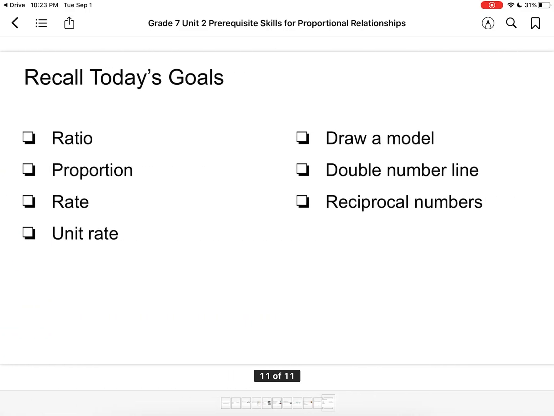So today we reviewed ratios, proportions, rates and unit rates, and you saw how to draw a simple model or a double number line to represent ratios and how to calculate a reciprocal number. That's the end of today's lesson.